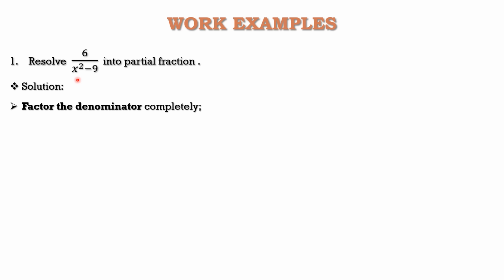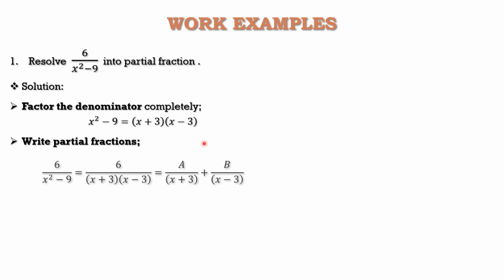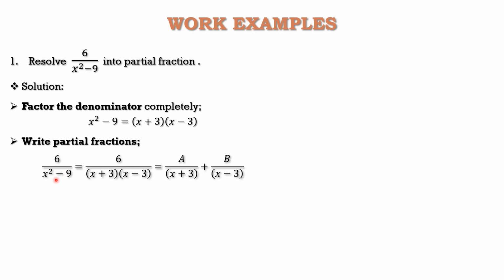So we have the denominator of x squared minus 9. How do we factorize this one completely? This one is a difference of two squares. So factorizing this completely will end us with (x plus 3)(x minus 3). Then write partial fractions for these linear factors. So here, 6 over x squared minus 9 is equal to 6 divided by (x plus 3)(x minus 3).